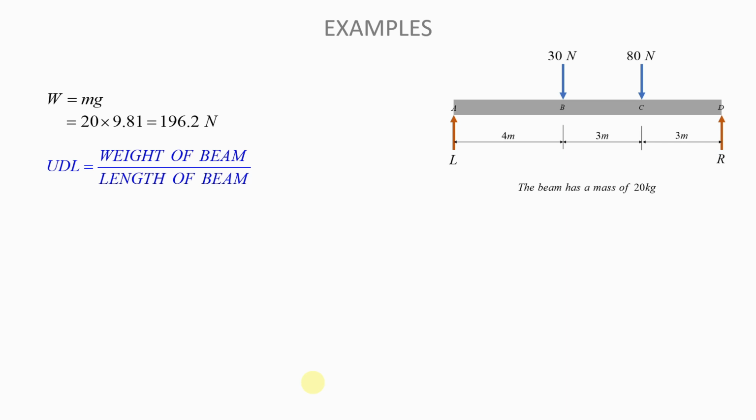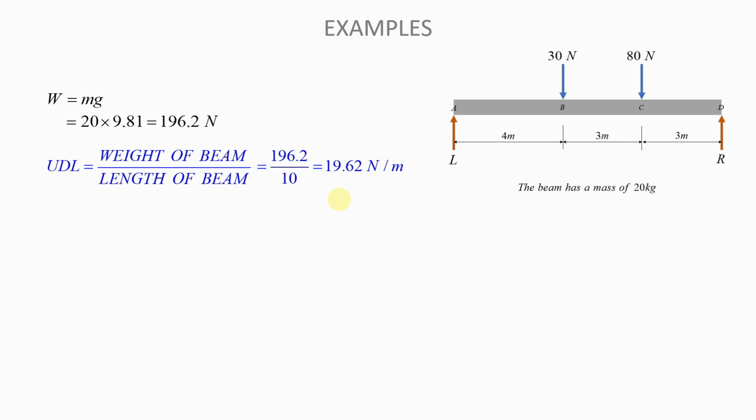Now, to find the UDL that corresponds to that weight, we need to use this equation. The UDL is equal to the weight of the beam divided by the length of the beam. And so the weight of the beam is 196.2. The length of the beam is 10. So if you divide like that, what you get is that the UDL that corresponds to this mass for the beam is actually a UDL of 19.62 newtons per meter.